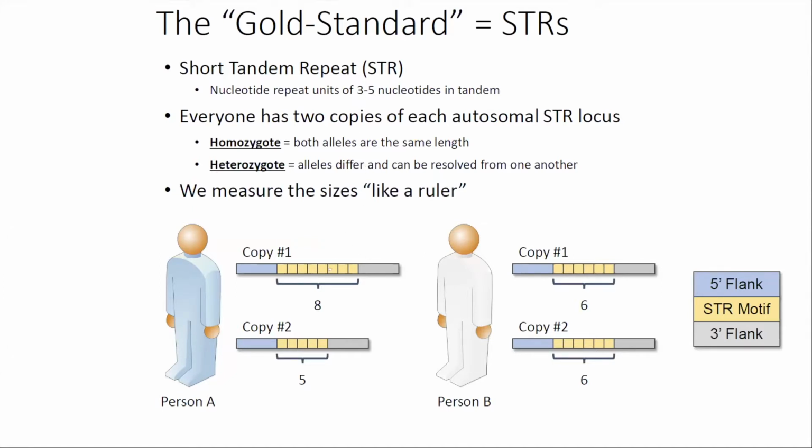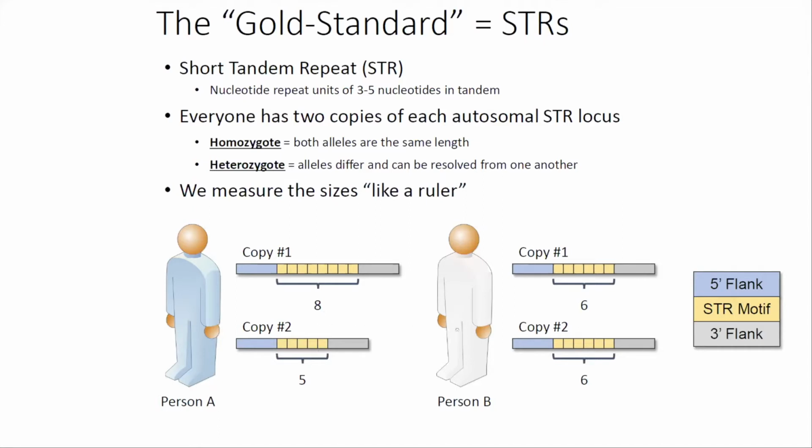And at the bottom, I try to give an illustration, because what we do is look at the length of that gene segment. You can think of it as measuring with a ruler. So on the left, person A might have 2 copies of this genetic marker, and copy number 1 has 8 repeat motifs in it, and copy number 2 only has 5. So quite literally, when you database this individual, those elements would be 8 and 5 for that genetic marker.